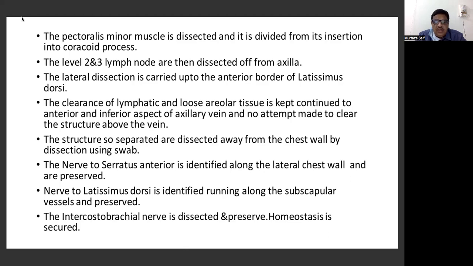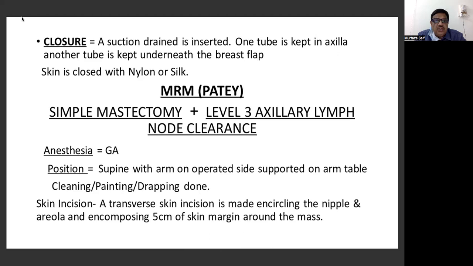The nerve to serratus anterior is identified along the lateral chest wall and preserved. The nerve to latissimus dorsi is identified running along the subscapular vessels and preserved. The intercostal nerve is dissected and preserved. Hemostasis is secured. Closed suction drains are inserted, one tube in the axilla and another tube underneath the breast flap. The skin is closed with nylon or silk.